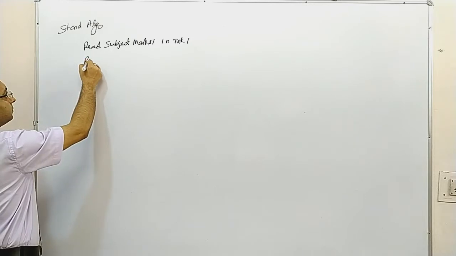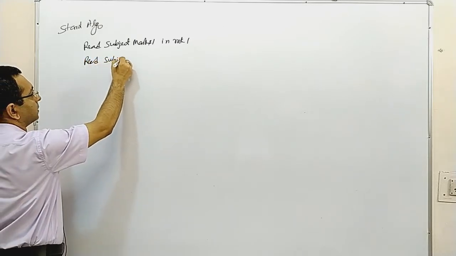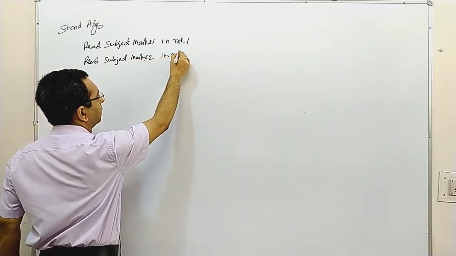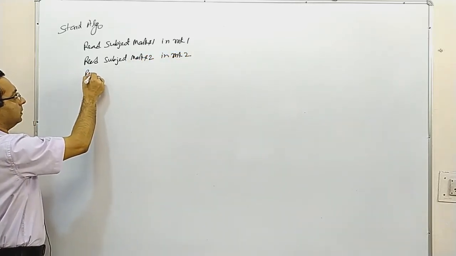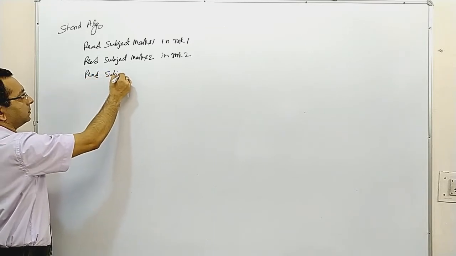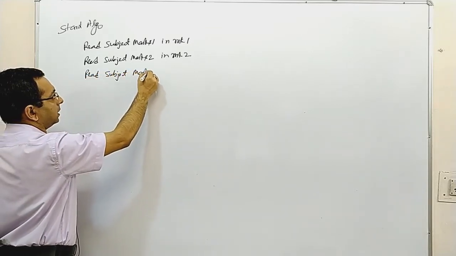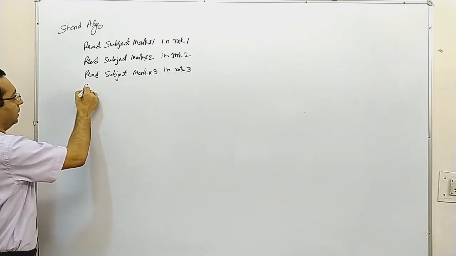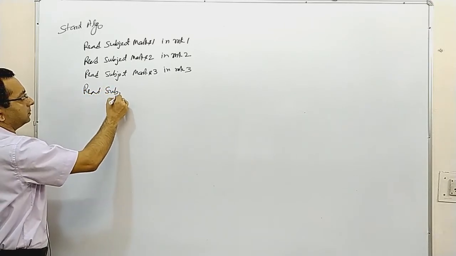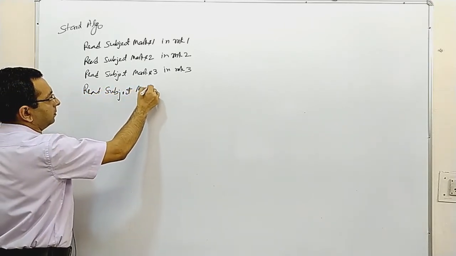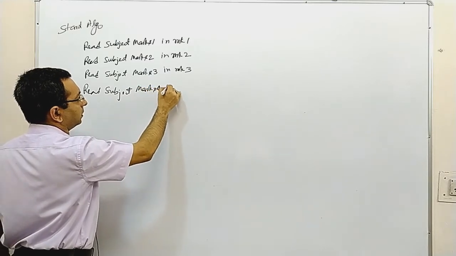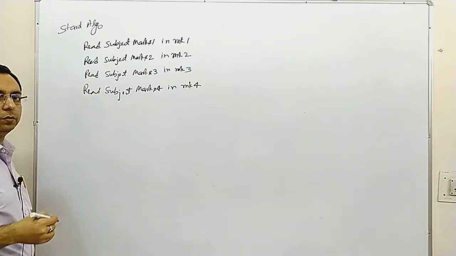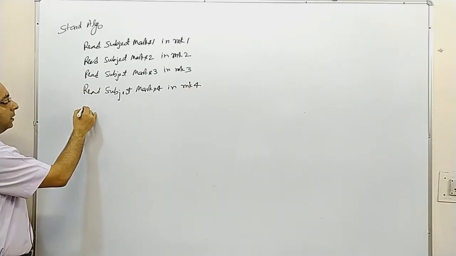So read subject marks 2 in MK2. Read subject marks 3 in MK3. Read subject marks 4 in MK4. Now we have to find out the gross marks or total marks.